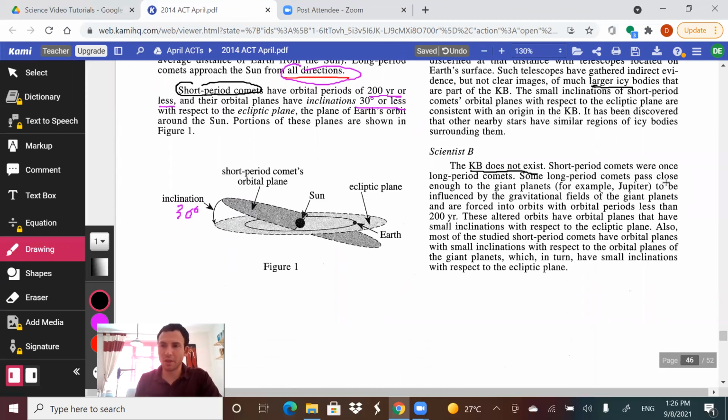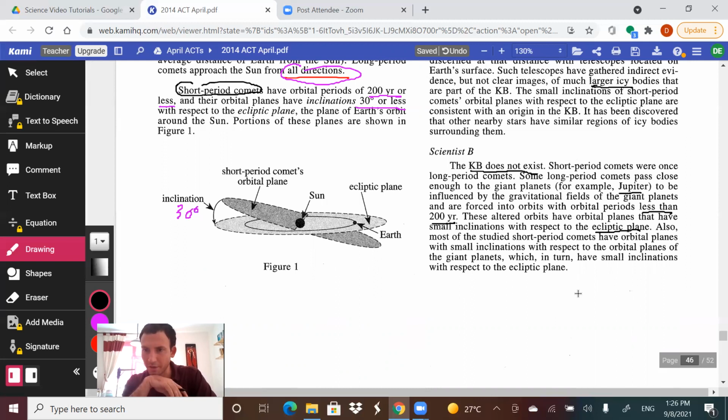So what does scientist B say? Short period comets were once long period comets. Some long period comets pass close enough to giant planets like Jupiter, so these gas giants, to be influenced by the gravitational fields of the giant planets and are forced into orbits with orbital planes less than 200 years. So that's how they become these short period comets. These altered orbits have orbital planes that have small inclinations with respect to the ecliptic plane.